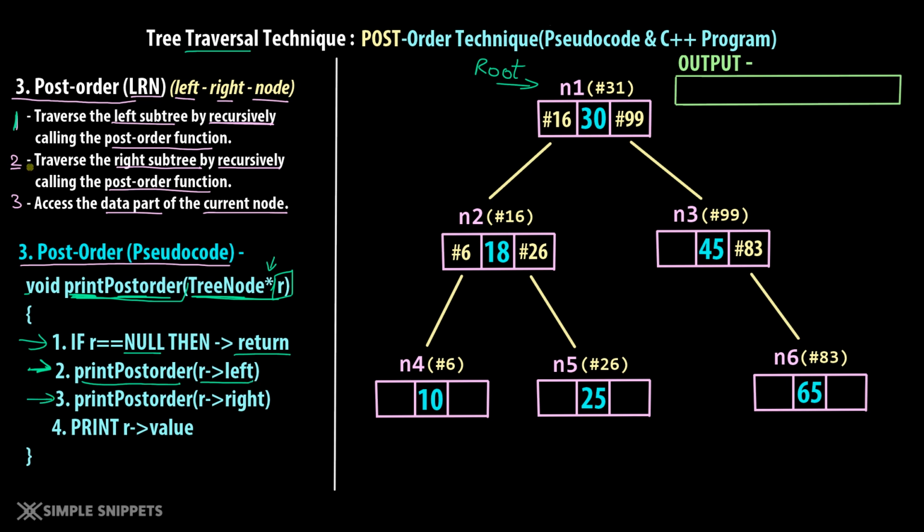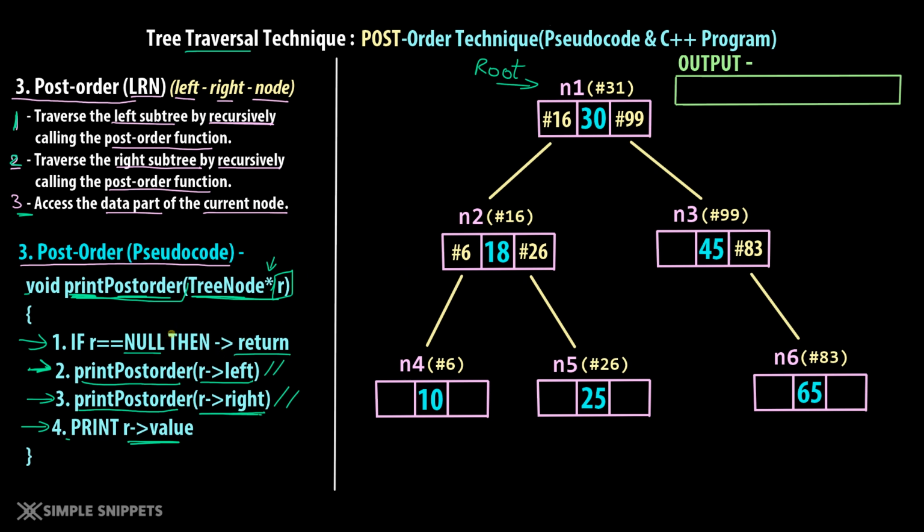Then step 3 is equivalent to step 2 in the algorithm, which is traverse right subtree by recursively calling postorder. We are again calling print postorder, but here we are passing the right subtree. And the fourth step is nothing but the third step over here, that is access the data part of the current node. We say print r of value. Okay. So these are nothing but the recursive calls. And of course, I will go step by step to see how the recursion progresses on this diagram to show you the working. That will give you the best understanding, and then we will write the code.